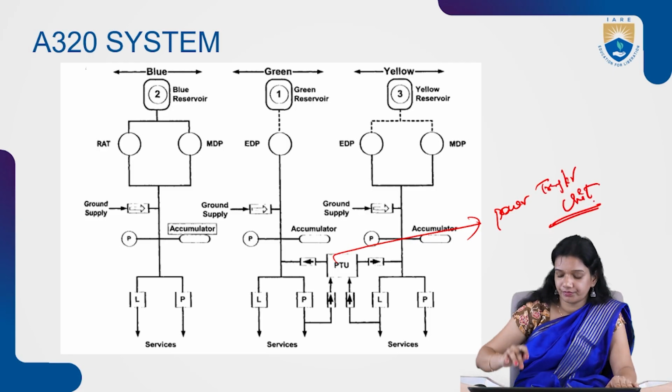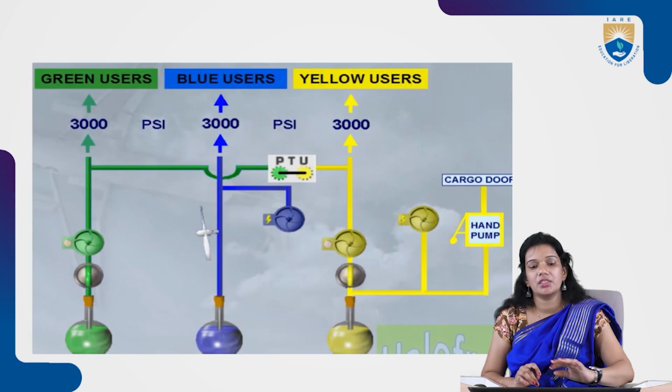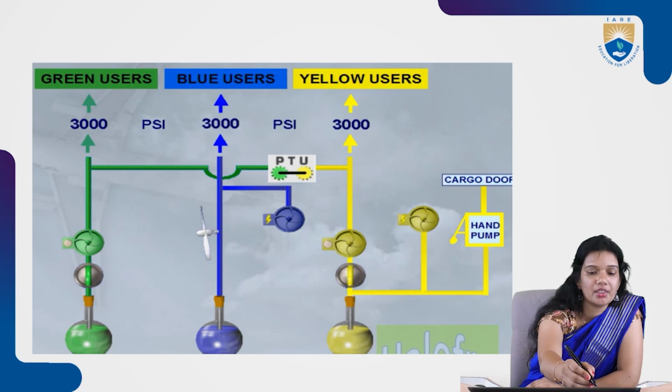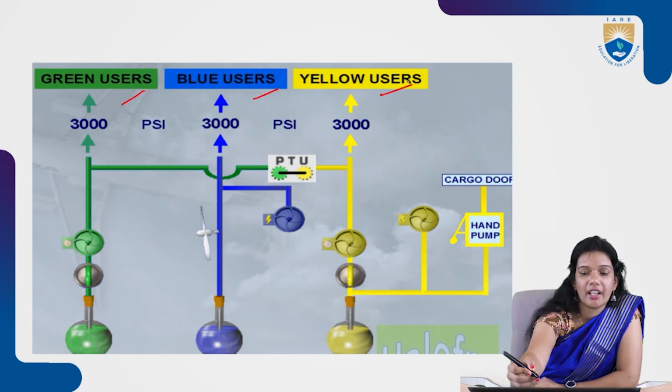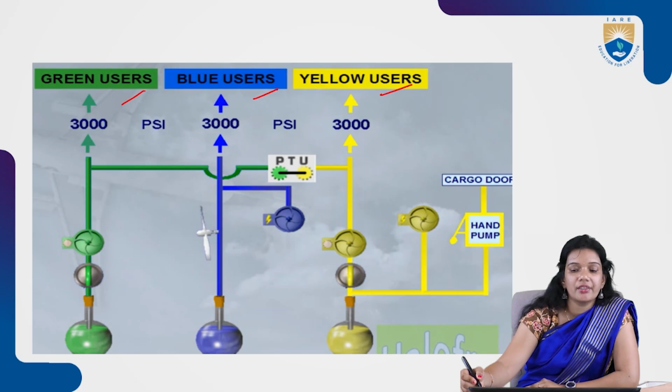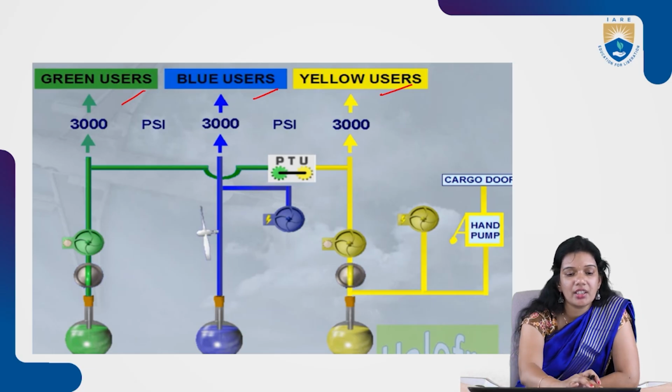Okay. So this is how the picture is actually going to look like. We have green users, we have blue users, we have yellow users, right? In the green users, these green users have separate hydraulic reservoirs. You have separate pumps, pipelines, valves, different types of valves.